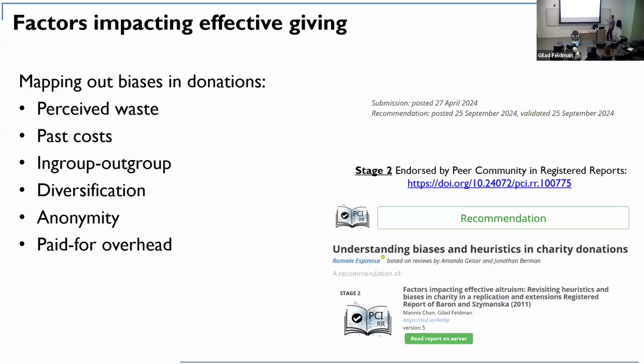So Mannix came in and said, okay, I want to do a replication of all the studies that are in there, but I also want to introduce new extensions. So here you'll see that these factors, perceived waste, past costs, in-group, out-group, diversification, all these already appeared in the book chapter, but then Mannix added two more factors that had to do with anonymity and paid for overhead.